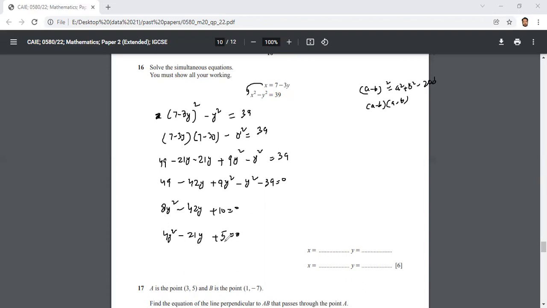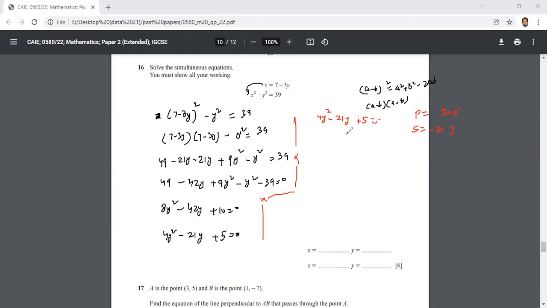Now, it is still in quadratic form, so you can apply the factorization concept. Here, we have 4y squared minus 21y plus 5 equals 0. Apply the sum and product rule. Our product is 20 and the sum is minus 21. So I'm going to take two values which, if we add, we get minus 21, and if we multiply, we must have 20.